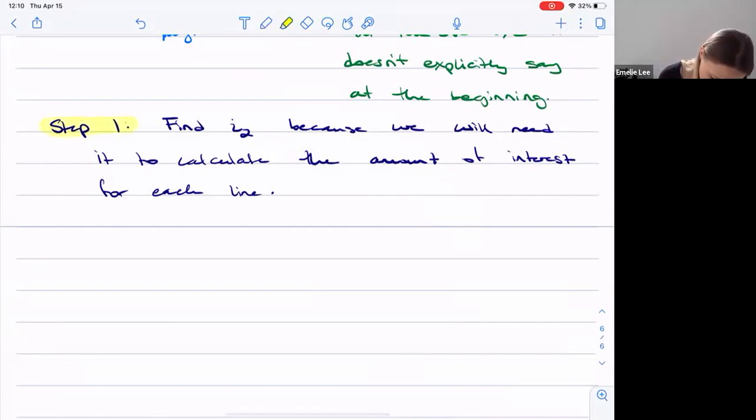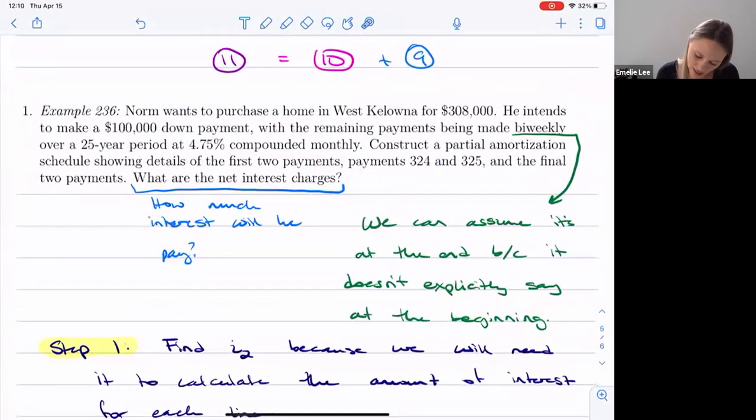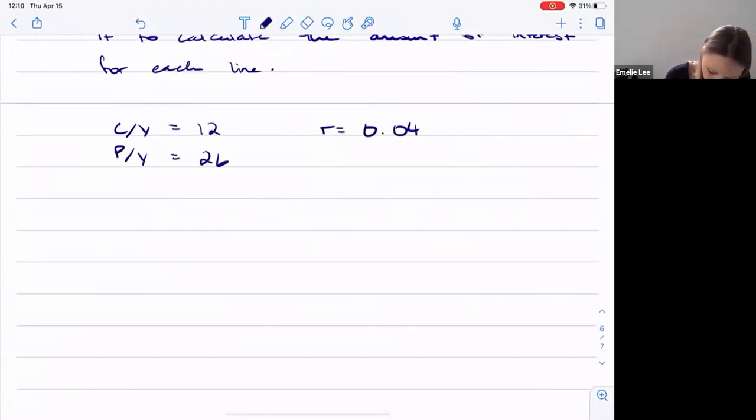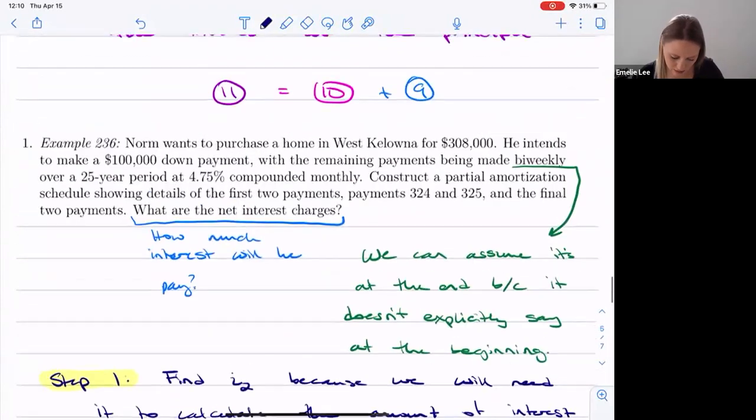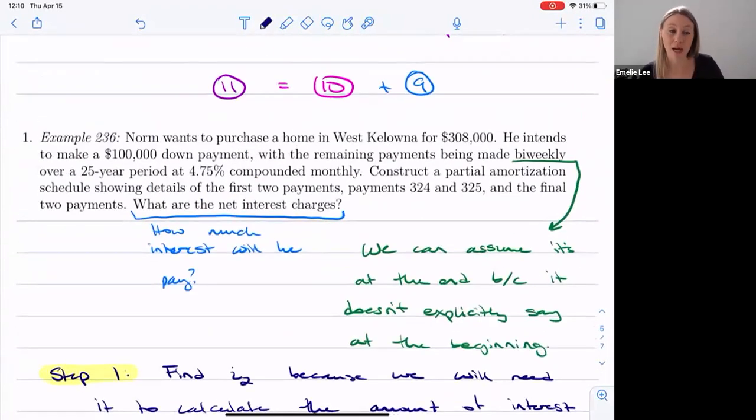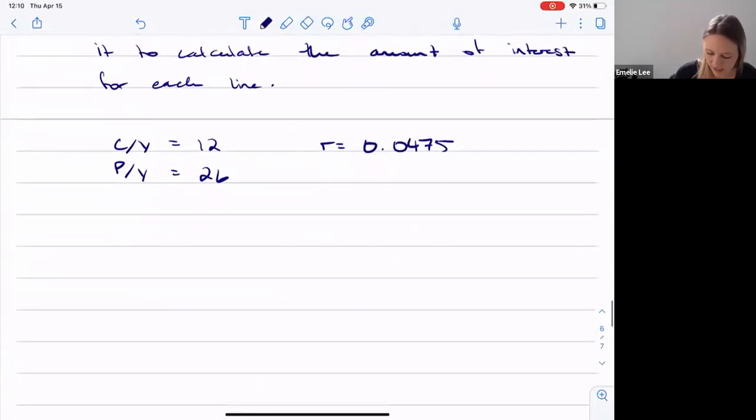Okay, and here, let's say step one, I'll highlight it. We can find I2, right? Let's talk about, it looks like we have a payment frequency. So the payments are being made bi-weekly, and we're at 4.75% compounded monthly. So we have some information here. The compoundings per year is 12. The payments per year is 26, and R is 0.0475, I think. I'll just check because it'd be really bad if I did the wrong percentage here. Okay, looks good.